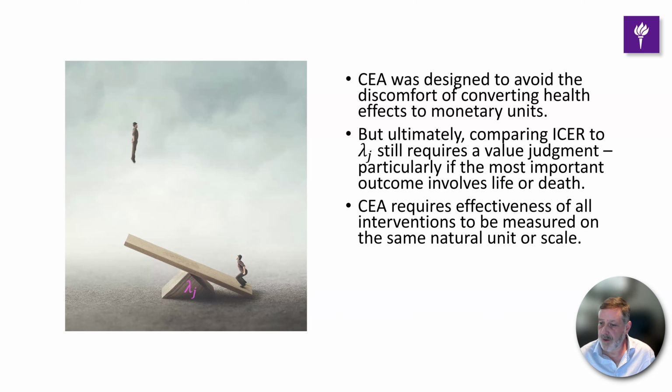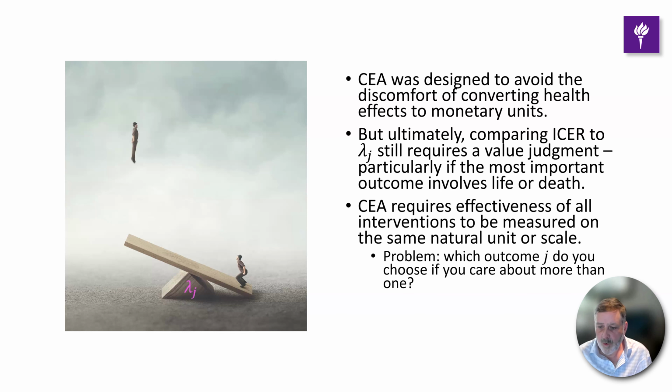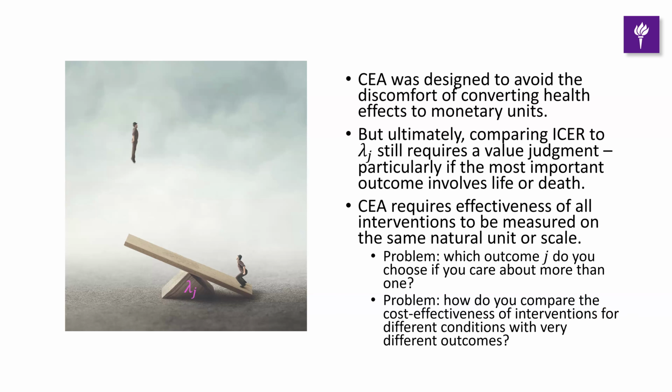Cost effectiveness analysis requires that we put effectiveness of all interventions to be measured on the same natural unit or scale. And if we are evaluating multiple interventions in the same disease area, the same overall goal, that's not necessarily a problem. But cost effectiveness analysis of the type that we have determined here does not work if you care about more than one outcome, or if you want to compare the cost effectiveness of interventions in various different conditions. So if I were an overall healthcare system manager and I wanted to prioritize my investment in my health system's resources, in interventions to deal with a variety of conditions, say weighing the value of an intervention to reduce smoking, to one designed to improve quality of life among cancer survivors, to one that's designed to prevent blindness in patients with macular degeneration.